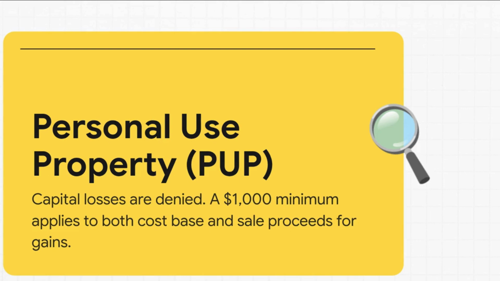Okay, what happens when you sell personal stuff, like your furniture or a boat? That's called personal use property, or PUP. And there are 2 golden rules here. First, if you sell it for less than you paid, too bad, you can't claim that loss. Second, there's a weird $1,000 floor rule for both the cost and the sale price when you're calculating a gain.